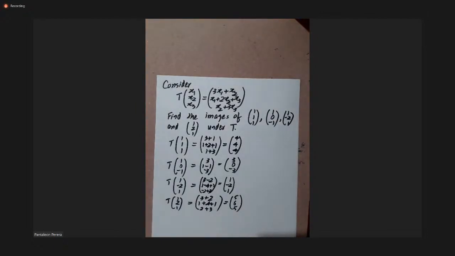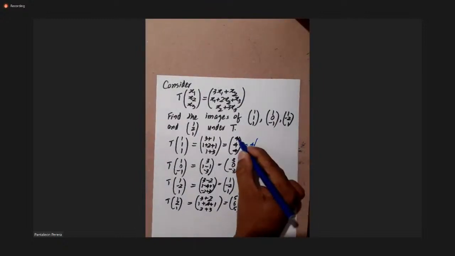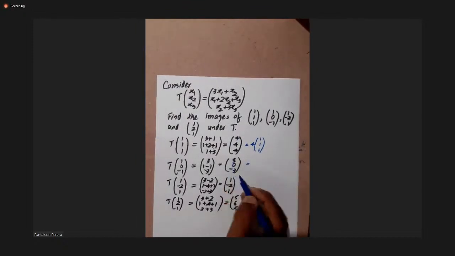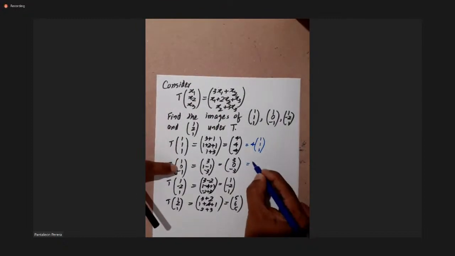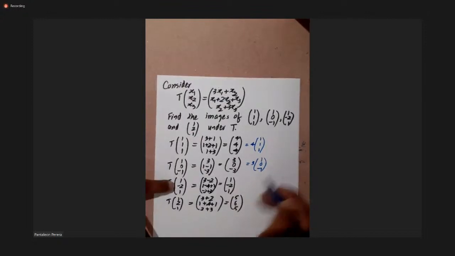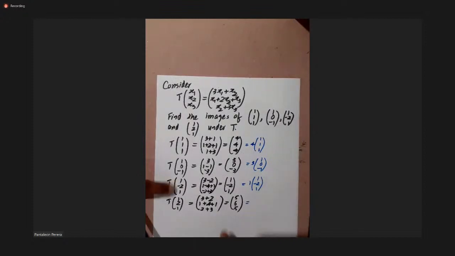Now look, some brain wave came. Look, I got some brain wave. A brain wave is what? A nice idea. Look, I can pull out this 4. Here I can pull out this 3 so that I can get the same vector here. Look at these 2. What about this one? I can just pull out 1. Here, what can you pull out from this one?